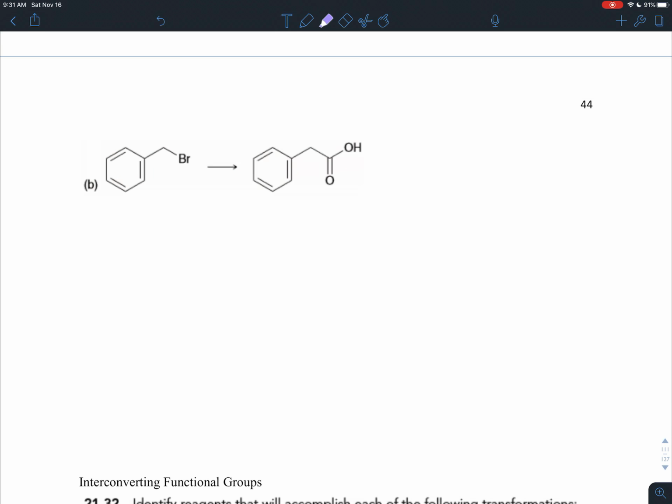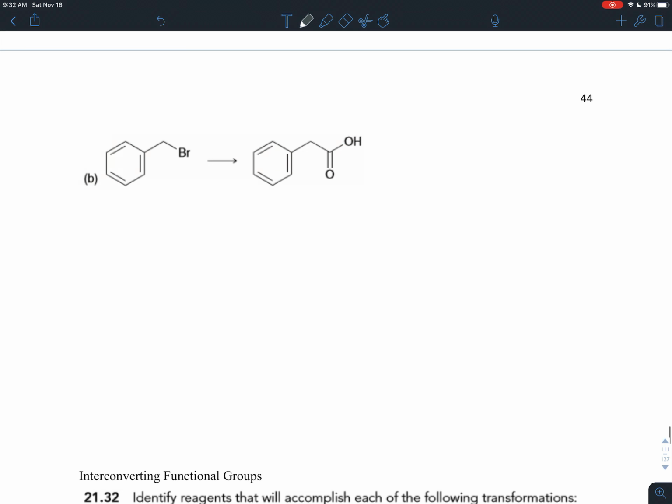All right, and then B here, if you look at this one, you'll notice a couple things. You have a bromine. Bromine is a leaving group, so you could do a substitution reaction. You have another carbon here. That means you need a carbon nucleophile. Right here you only have one, here you have two. So if you have a new carbon coming in, you have a carbon nucleophile, and you'll notice that that has a functional group on it.